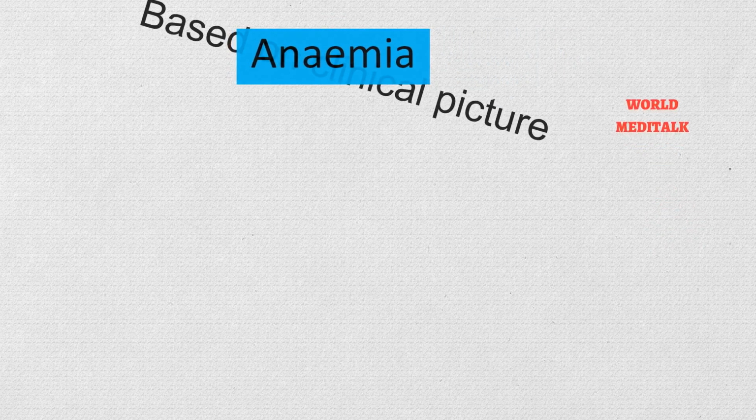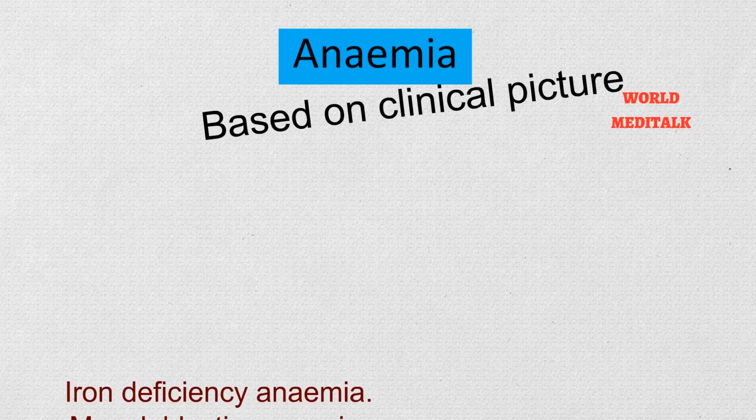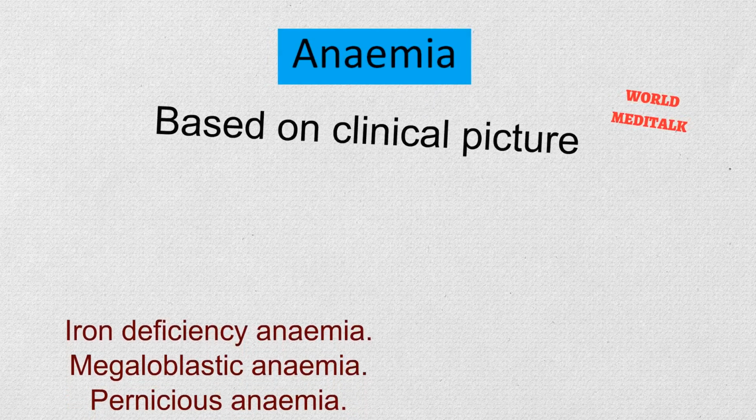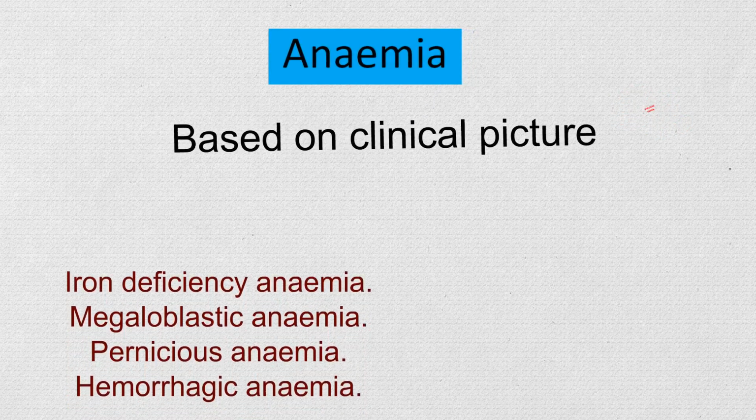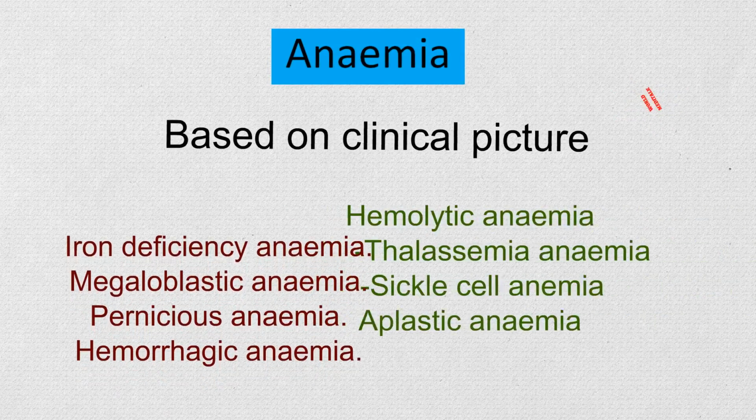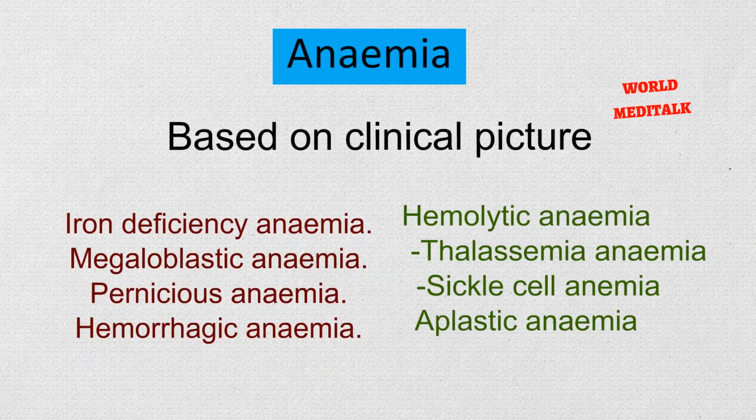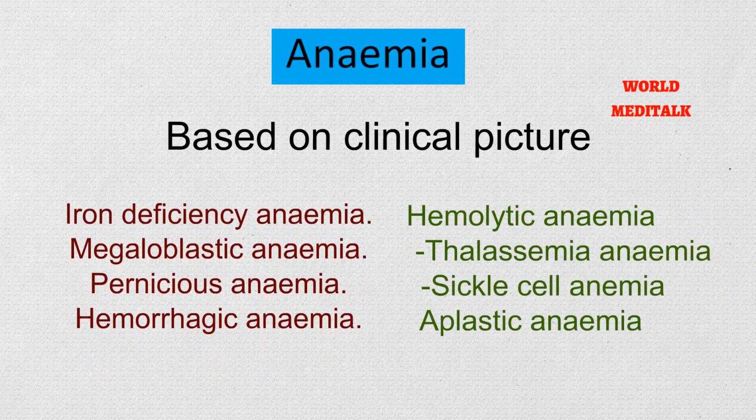Types of anemia based on clinical picture: iron deficiency anemia, megaloblastic anemia, pernicious anemia, hemorrhagic anemia, hemolytic anemia, in hemolytic anemia, thalassemia and sickle cell anemia, and aplastic anemia.